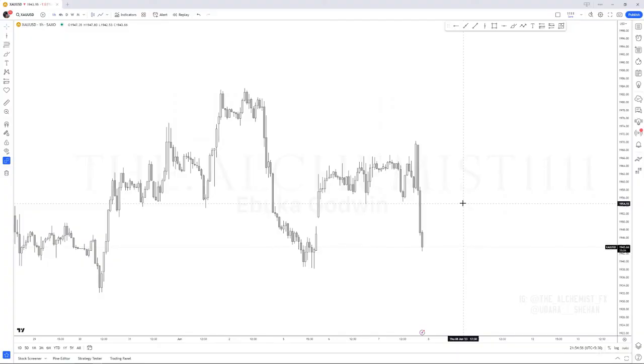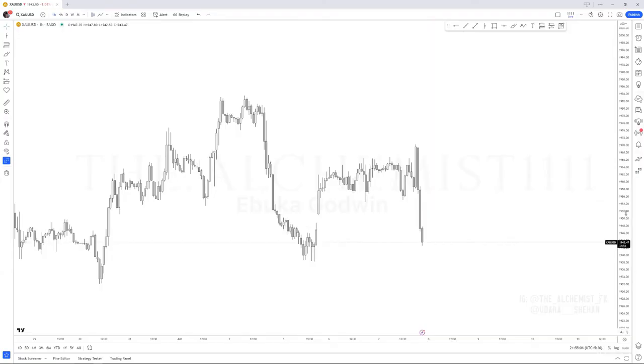Anything else? Let me know. Do you always use a fixed stop loss, like 20 pips? No, not fixed, to be honest. It depends on the type of setup.